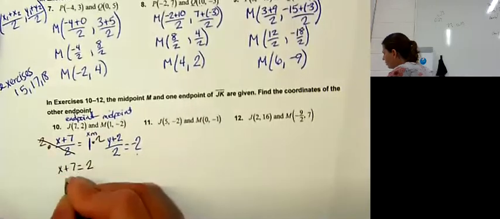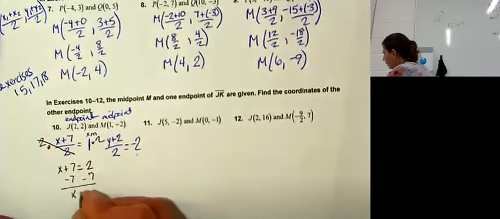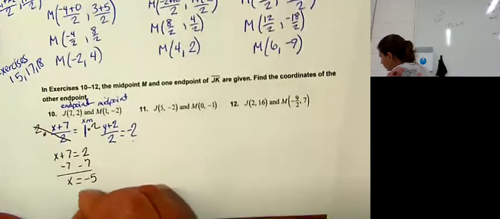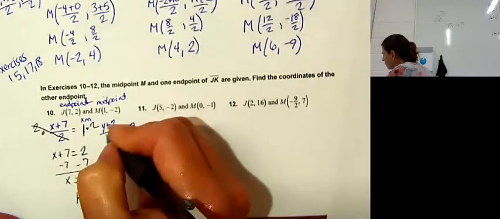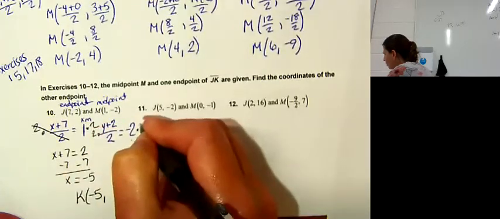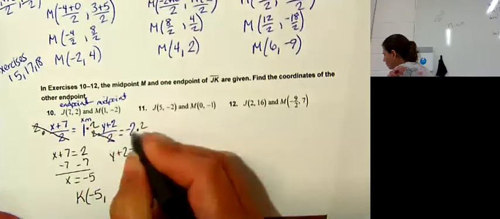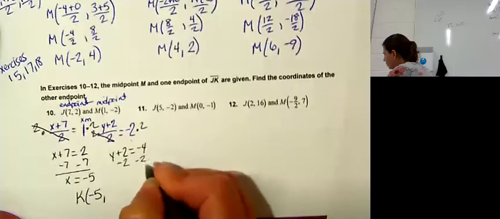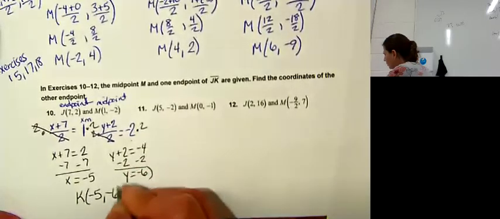And then I can solve for x, so I can subtract. So I know my other x coordinate is going to be at -5. So in this case, we're looking for point K, so it's going to be at -5 something. And then we're going to do the same thing over here with y. So if I'm dividing by 2, I need to multiply by 2 to get that to cancel. So y plus 2 is equal to -4. So if I subtract 2, I get y equals -6. That is my other endpoint.